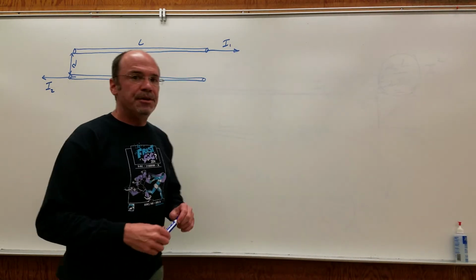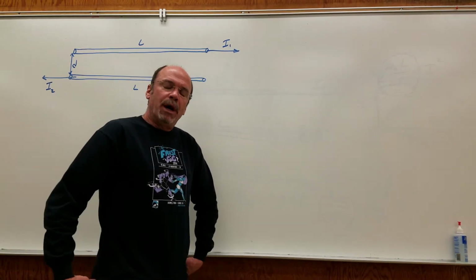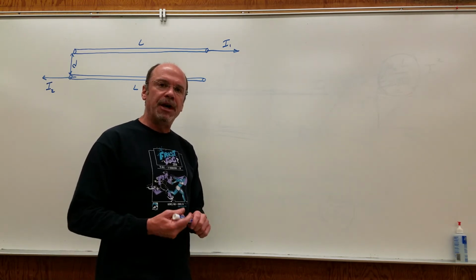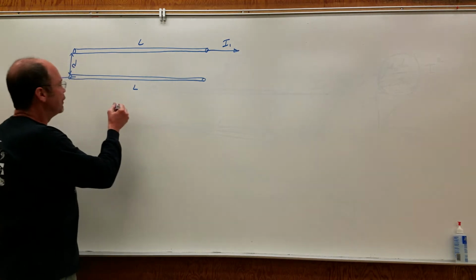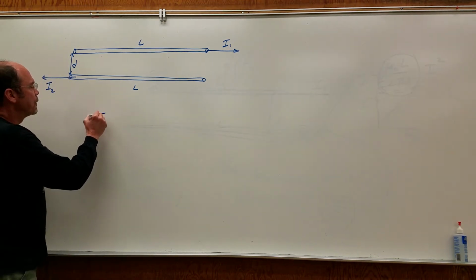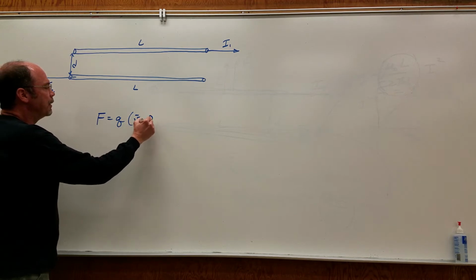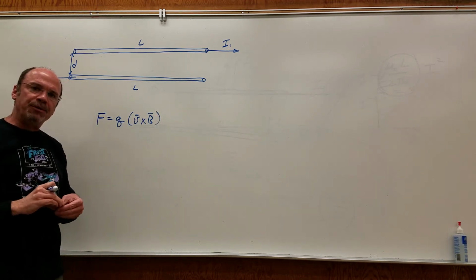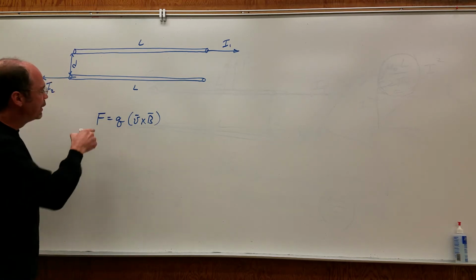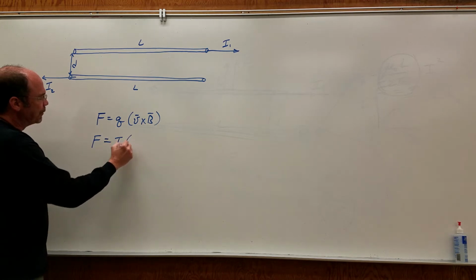This is a derivation of the force of interaction between two wires that are carrying currents in the opposite direction. The force law we're going to be using is this one. Instead of q times v cross B, which is the force law we use for discrete charges moving relative to a magnetic field, if we have a stream of charges, what we call a current, then it takes on this form.